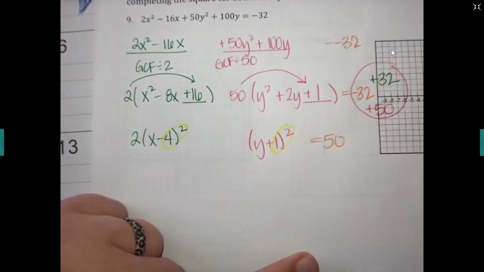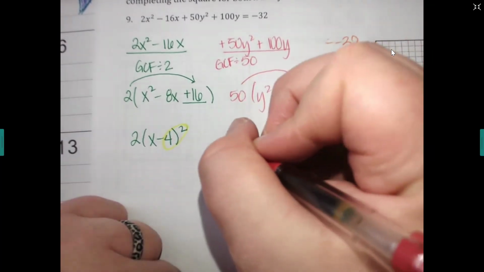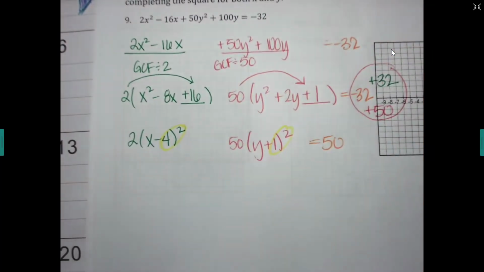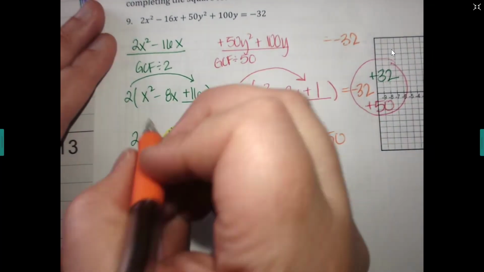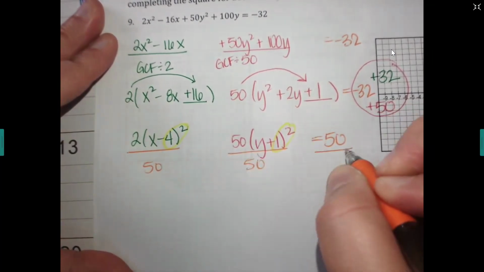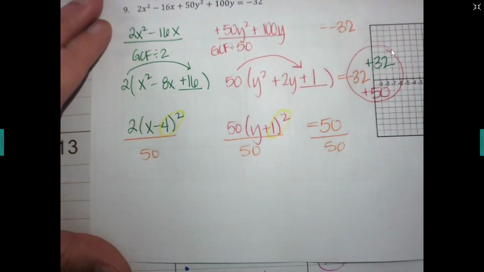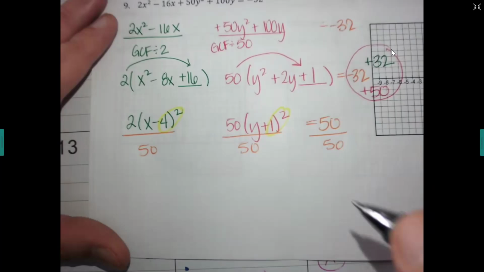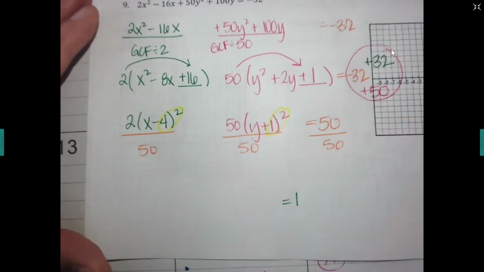Now, what is my equation supposed to be equal to over here? A 1, right? The formula, this is supposed to be a 1. So then I got to divide by 50 all the way across. So 50 here, here, and here. So now this is an equals 1, just like I want it to be.